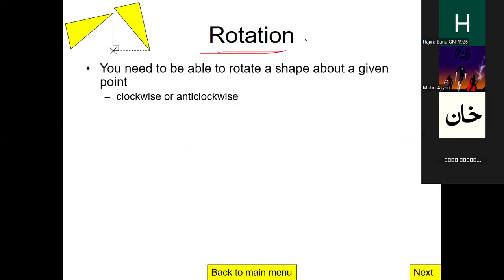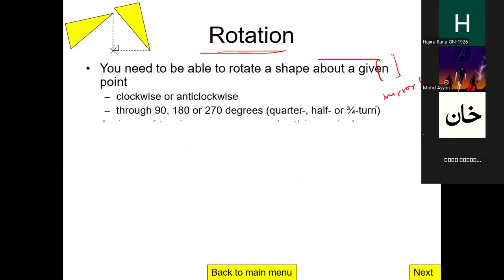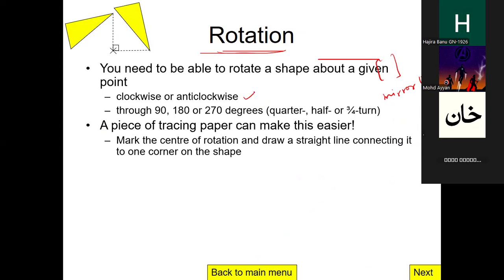What do we do in rotation? Like in translation, we required a vector. Like in reflection, we needed a mirror line. Here, we need 2 pieces of information when we are doing rotation. One is in which direction, either clockwise or anti-clockwise. Then we need how many degrees we have to rotate, whether 90, 180, or 270.